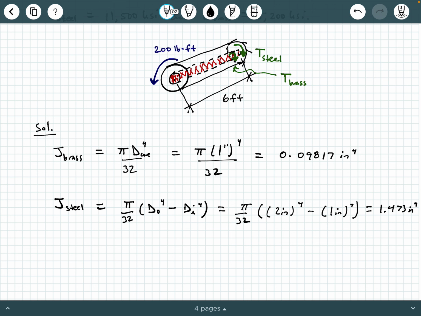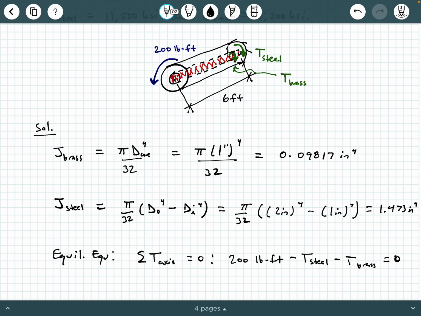So when we apply our equilibrium equation, so I'm going to write here equilibrium equation, what we're going to say is sum of the torques along the longitudinal axis equals 0, okay? And when I do that, I'm going to say 200 pound-feet, and then I'm going to say minus T steel minus T brass equals 0.